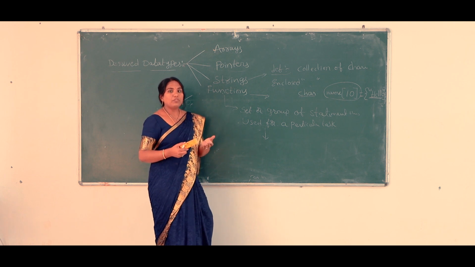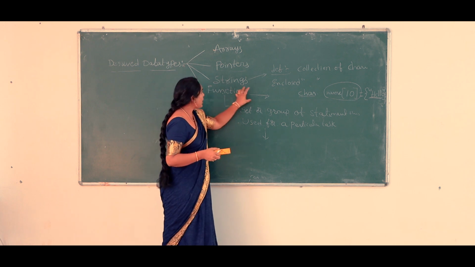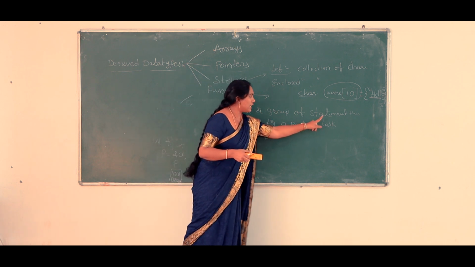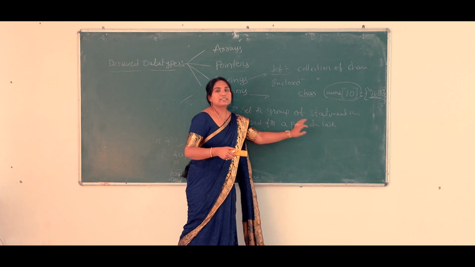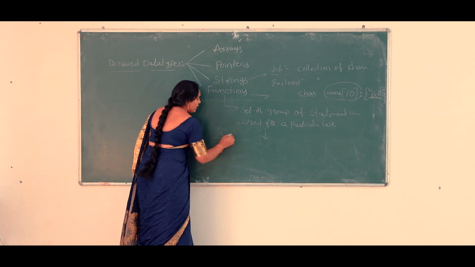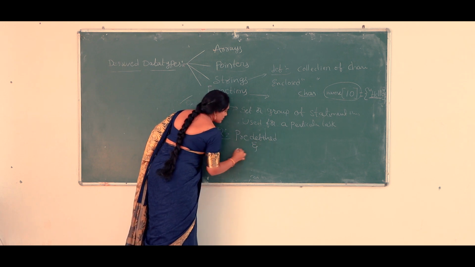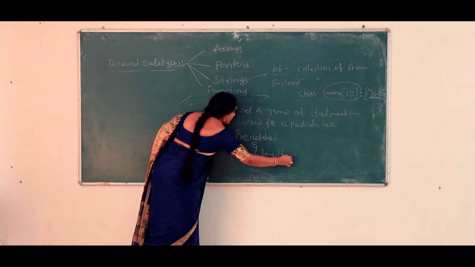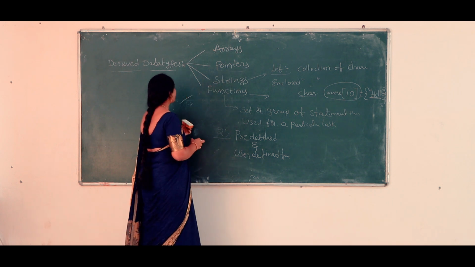Like that, we have so many types of functions in our human life. Like that, here in C also we have so many functions. What is meant by function? A set or group of statements. Those set or group of statements used for a particular task is called a function. Functions are of two types: predefined functions and user-defined functions. We will discuss predefined functions and user-defined functions in later classes.